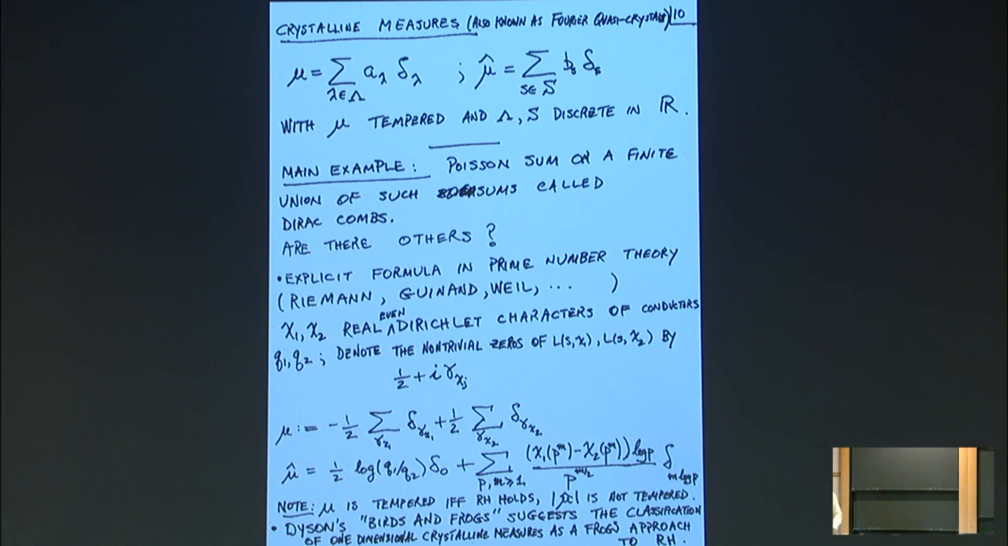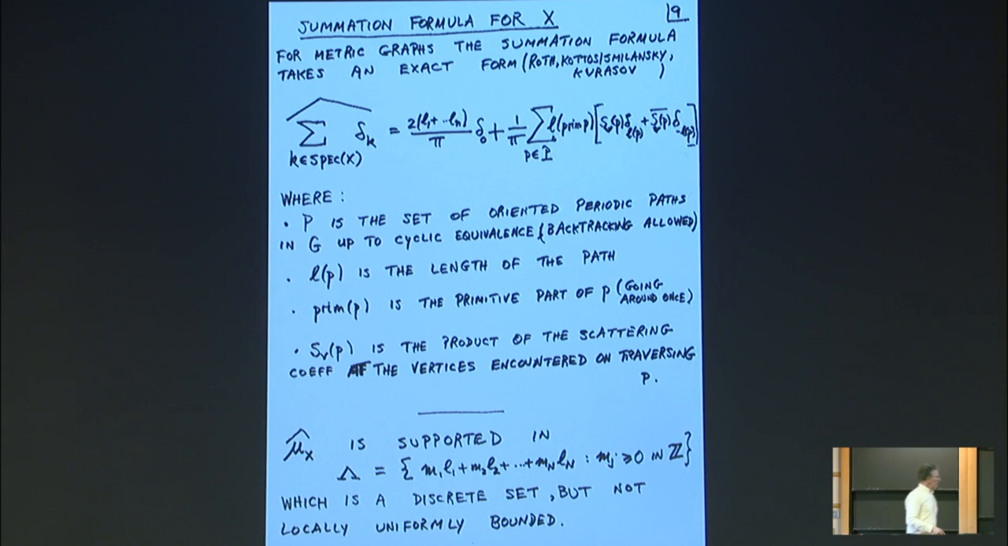Sorry, can you repeat the last sentence? What grows polynomially? The number of distinct lengths up to a size t grows at most like t to a power, depending on the dimension. I'm going to get to the prime numbers now. They grow exponentially. This is a fundamental difference.